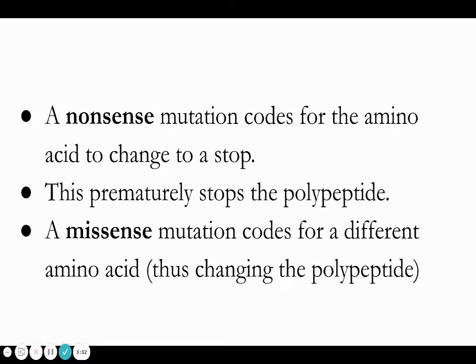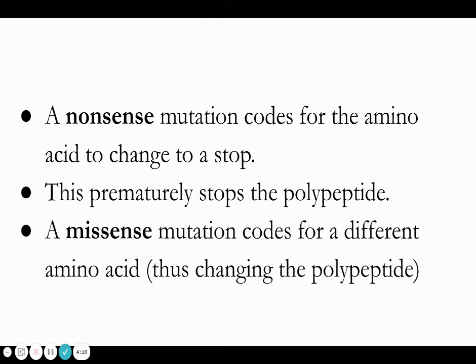A nonsense mutation is when that base substitution creates a stop codon somewhere in the middle of the sequence. So instead of the stop being at the end of the protein, in a base substitution that letter gets substituted into a code that gets read as stop. So the protein ends up being stopped prematurely.